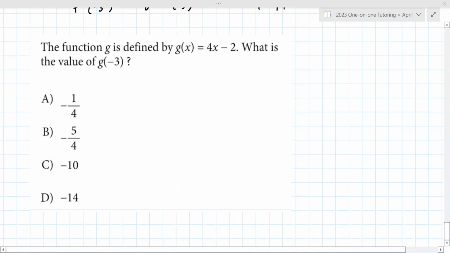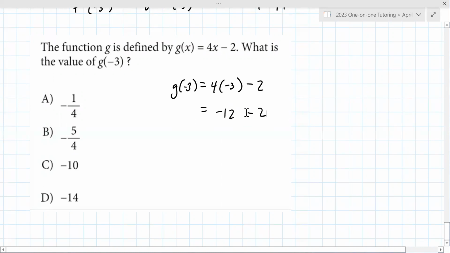Okay. G. Okay. So of g of -3. So 4 times -3, that's going to be -12 minus 2. Is that just going to be -10? See? So let's check here. You said g of -3, 4 times -3 minus 2, -12 minus 2. It's either C or D for sure.